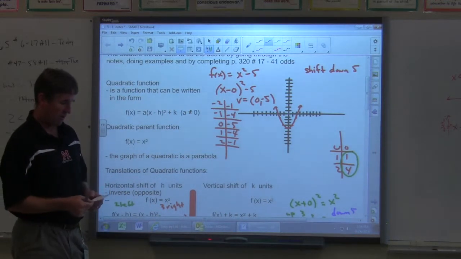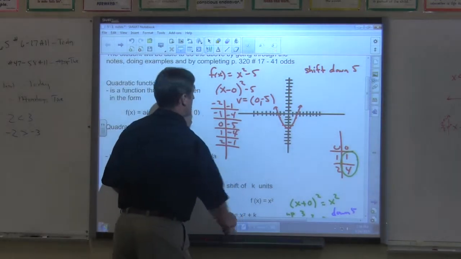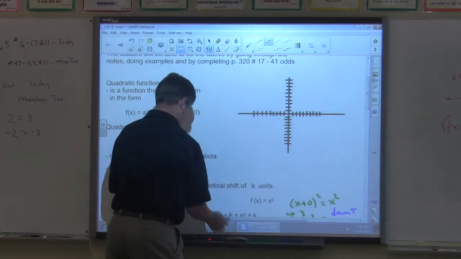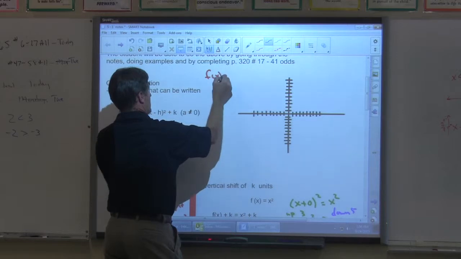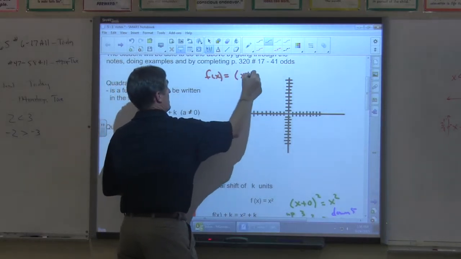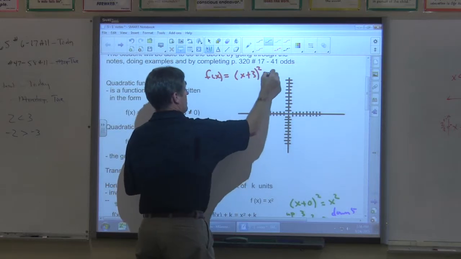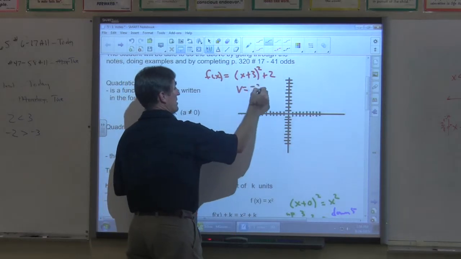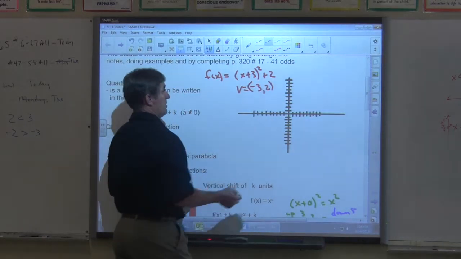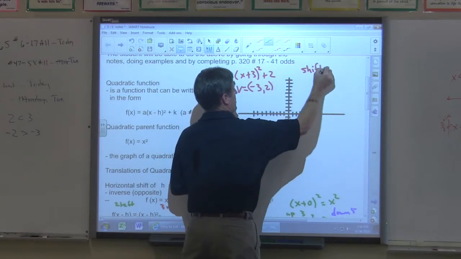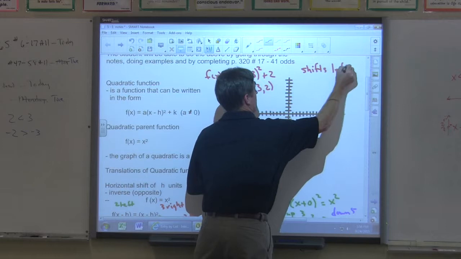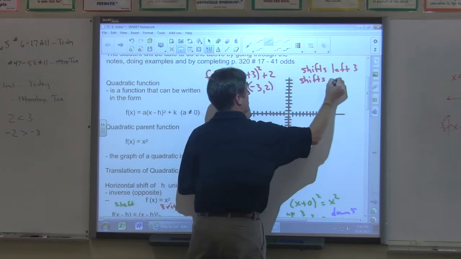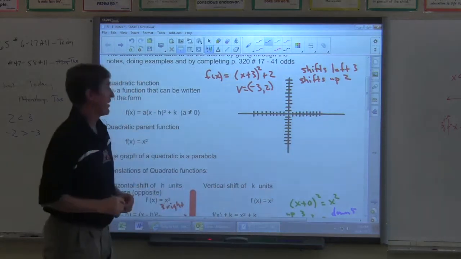Let's take a look at a couple more complicated ones. So f of x equals (x plus 3) squared plus 2. So we know our vertex already. Opposite what it says: (-3, 2). Shifts negative 3, so left 3. And positive 2 is vertical, so shifts up 2. So we've got our transformations.